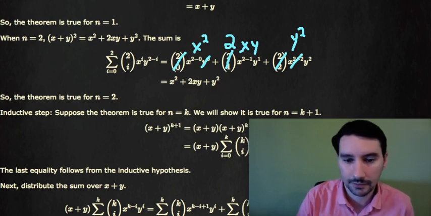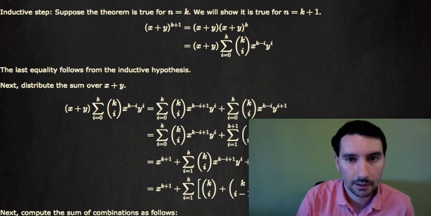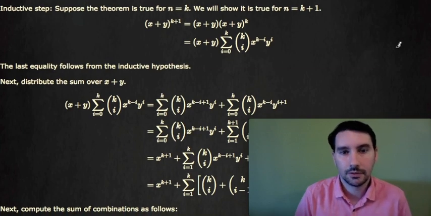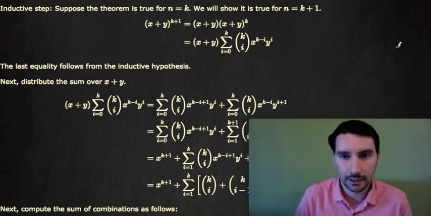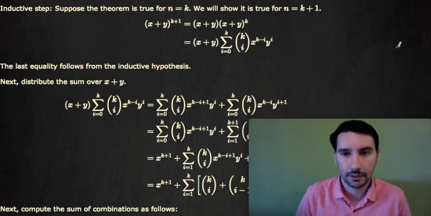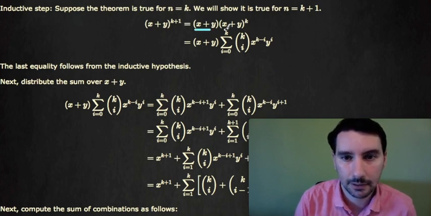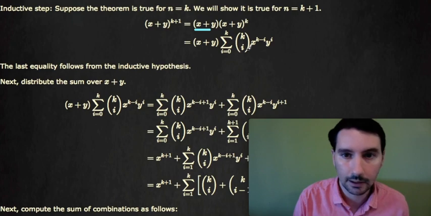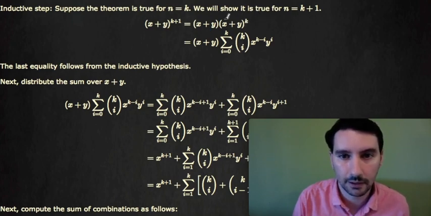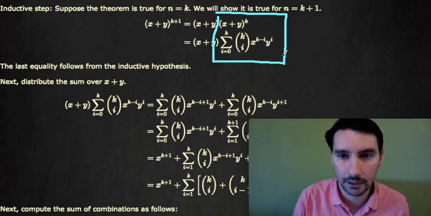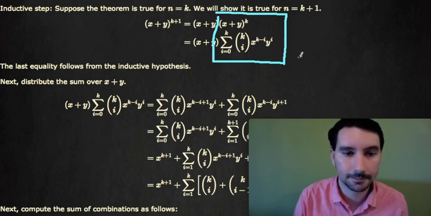Now we're going to do the inductive step. So suppose the theorem is true for n equals k, and we want to show it is true for n equals k plus 1. x plus y to the k plus 1 can be factored as x plus y times x plus y to the k. And since we've assumed the theorem is true for x plus y to the k in our inductive hypothesis, we can rewrite that as the sum from i equals 0 to k of k choose i, x to the k minus i, y to the i.